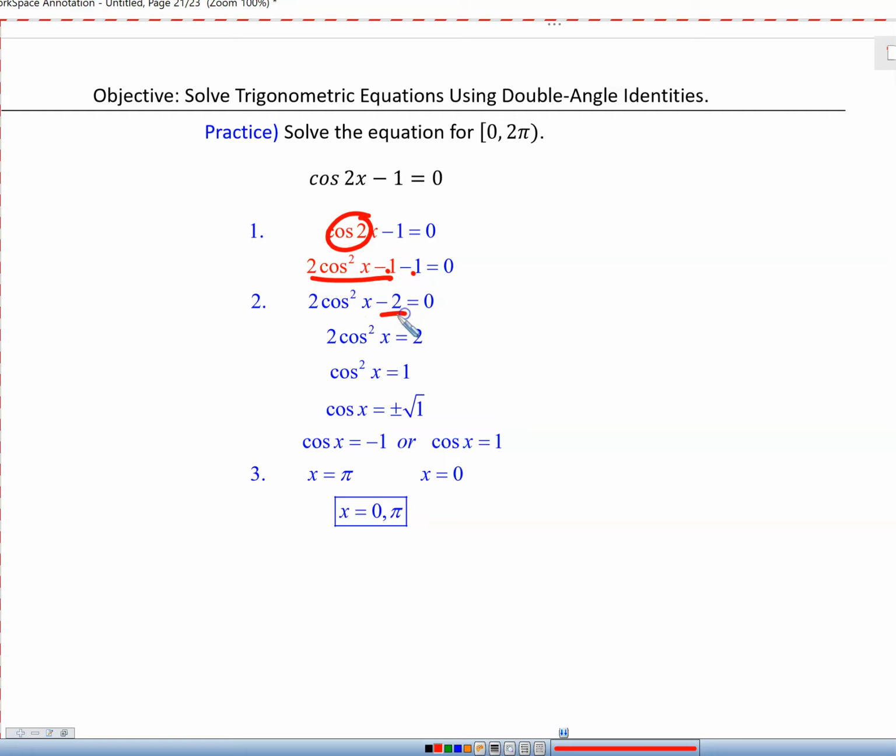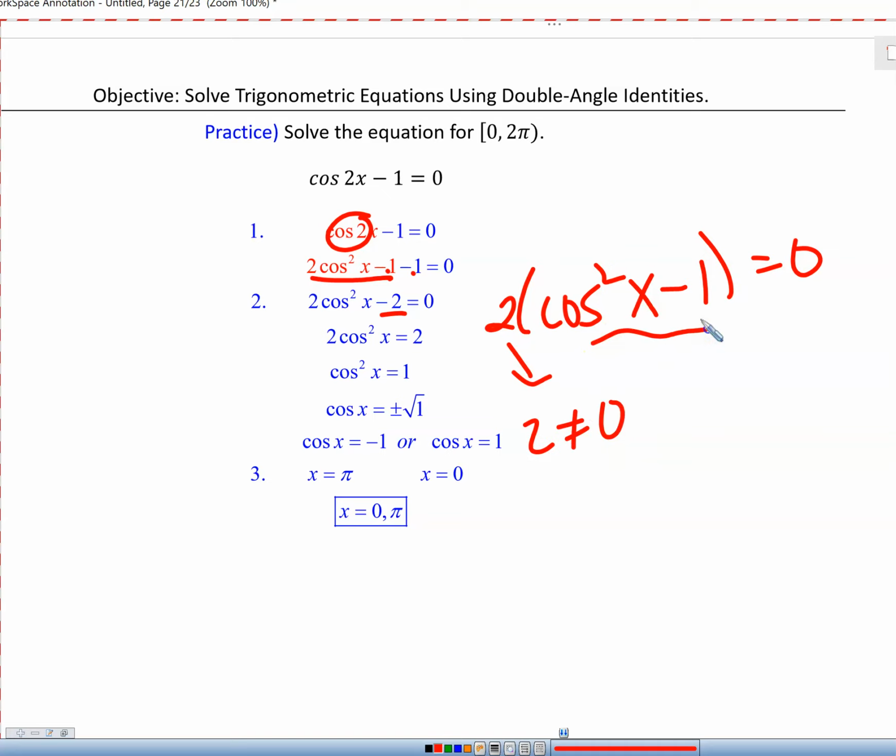-1 and -1 be a -2. Here if you factored out a 2 and did this, that's fine too, of course. That does work in this case. 2 can't be 0, so you ignore it. And then you still end up with cosine squared equals 1. Taking the square root, you get where cosine is -1 or +1, which is at 0 radians and pi radians.